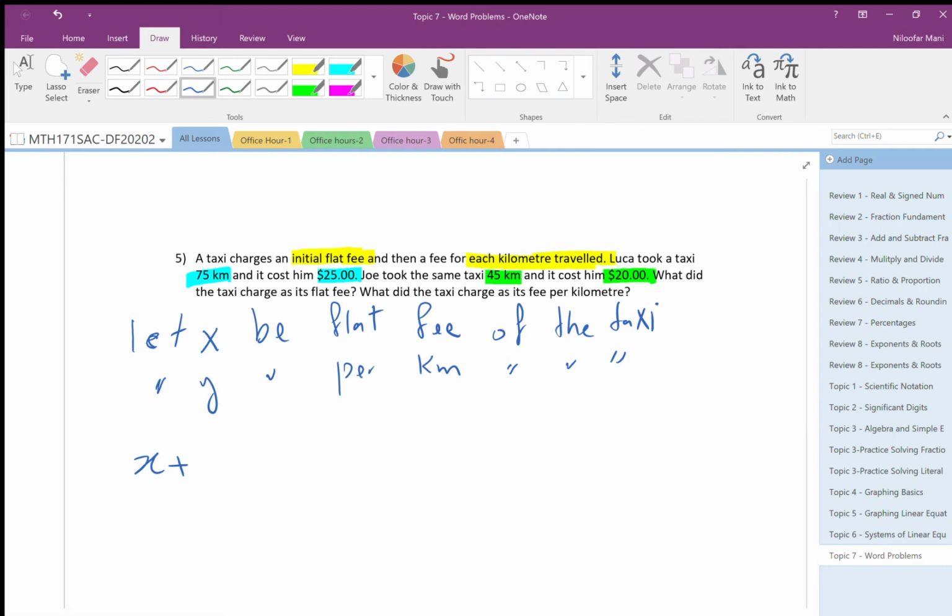Okay, so then they pay per kilometer, so 75 kilometers times y. Okay, so multiply y, sorry. Then it is $25. The next one is x plus 45 kilometers y, yes, which is $20, right? Good.